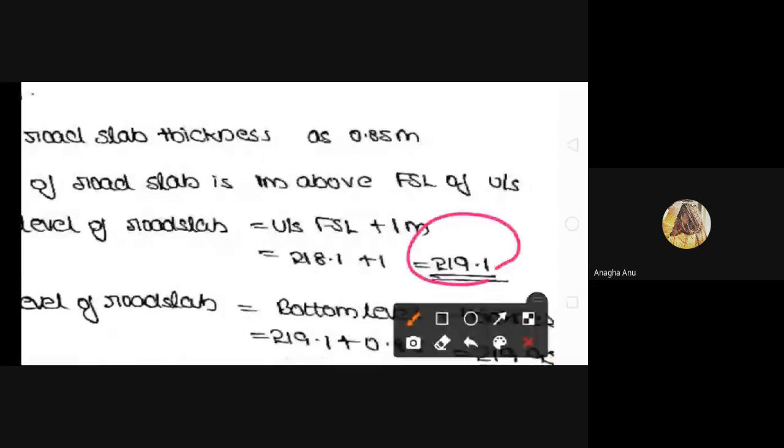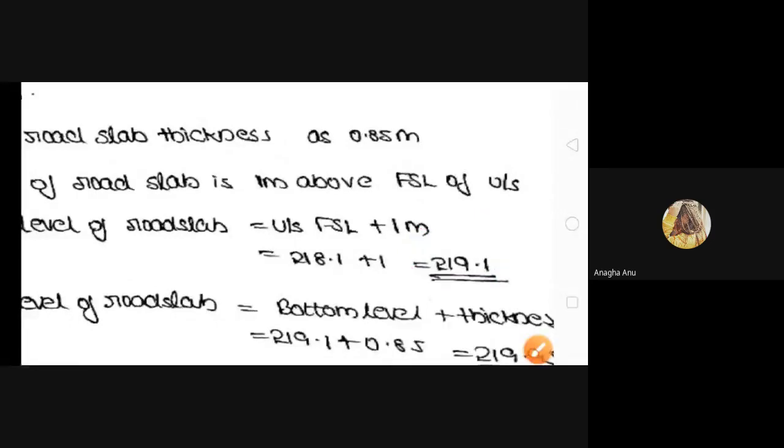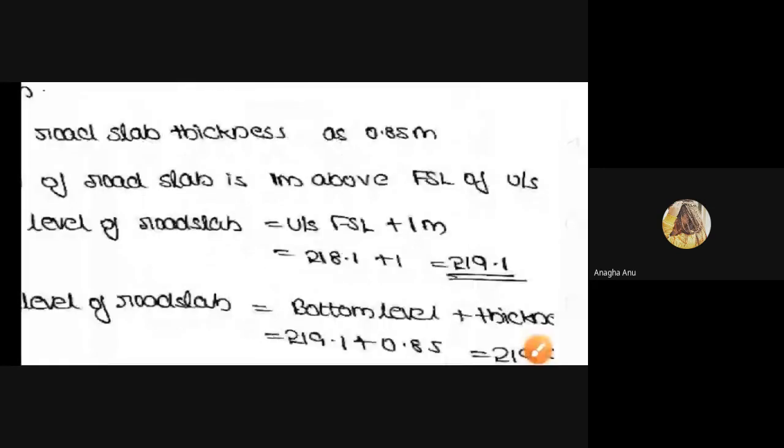Okay, then you write a sentence such that assume the thickness of road slab as 0.85 meter. Okay, assume the thickness of road slab as 0.85 meter. Now we said we will provide road above the cross regulator. So in order to provide a road, we provide road in the form of concrete slab. So assume the thickness of this road slab 0.85 meter.